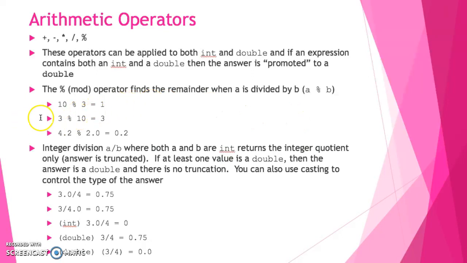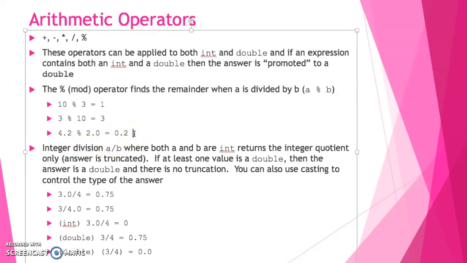The percent modulus finds the remainder when two values are divided. It's important to remember that if the first number is smaller than the second number, then it divides in 0 times. So in this case, 3 % 10 divides in 0 times with the remainder of 3. A lot of times people get that one wrong. You can also do percent with doubles, but a lot of times people forget about that because we don't see it very often.